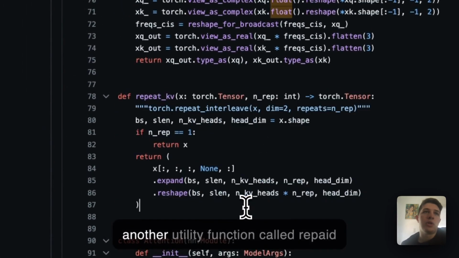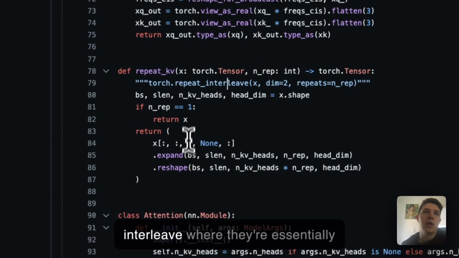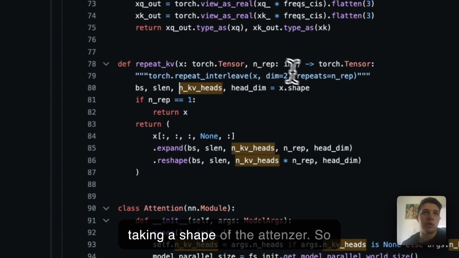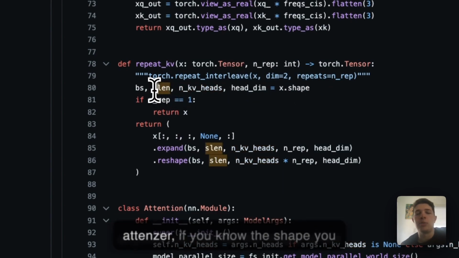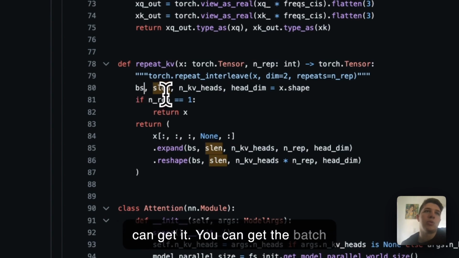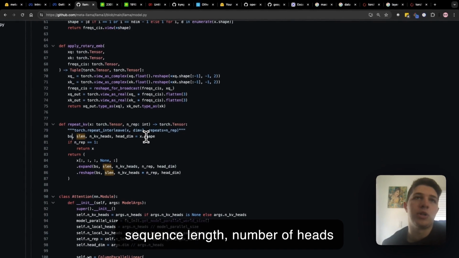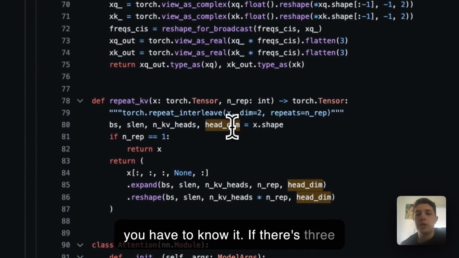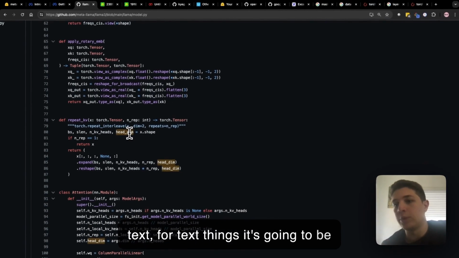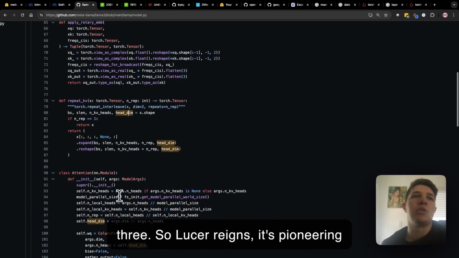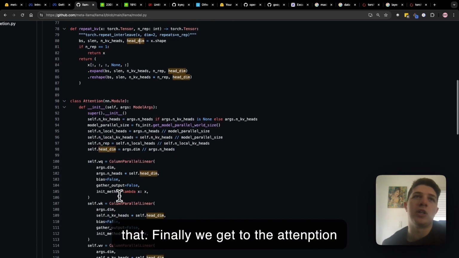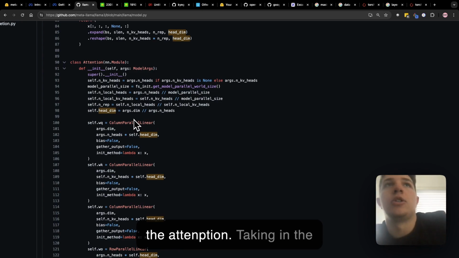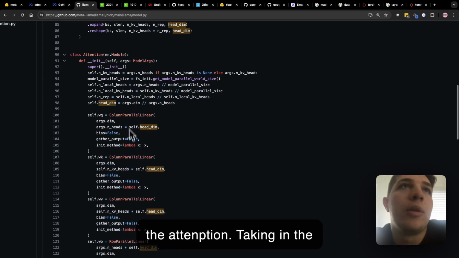Then they have another utility function called repeat interleave, where they're taking the shape of the tensor. So anytime you can get the shape of the tensor, you can get the batch, sequence length, number of heads, and the dimension. By just doing this, you have to know it. If there's 3 text for text things, it's going to be 3. So Lucid Rains pioneered that. And then finally we get to the attention, where they're going to add up rotary embeddings and everything else into the attention. Taking in the parameters, they're setting some things up.